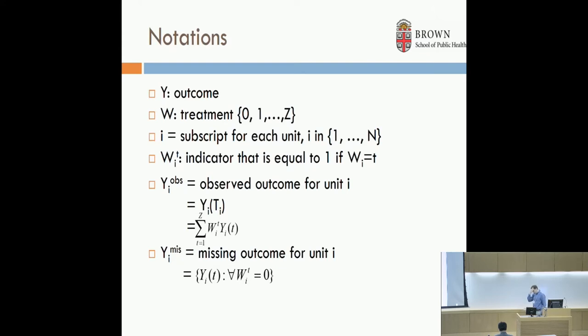Okay, so I'm just going to define some notation that I think we're going to use throughout the presentation, so you will have that in your mind. Y will be the outcome, W will be the treatment, i will be units usually, and W_i = t will be the indicator, equal to 1 if the treatment that you received is t. Then Y_i observed are the values that you observe for that person, and Y_i missing will be the values that you've not observed, so the treatments that the person did not receive.